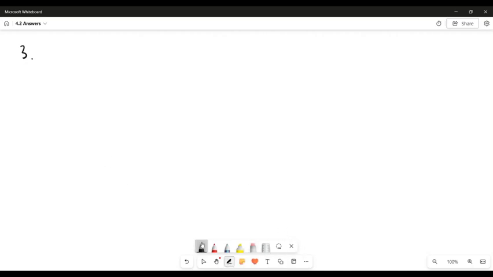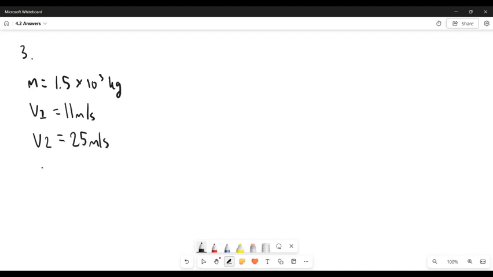Okay, so in a question like this, we're given a few values that are important to note. One of them is the mass, which is 1.5 times 10 to the power 3 kilograms. Then we also have the initial velocity, which is 11 meters per second, and the final velocity, which is 25 meters per second. In the question, though, they also decided to give us the distance, or you can say displacement, which is 200 meters. And finally, what we need to figure out is the work.